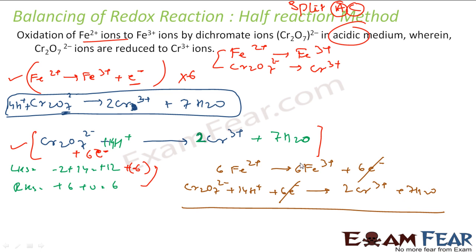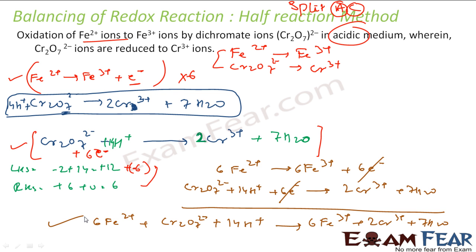And if you add these, you'll get the final reaction, and the final reaction will be 6 Fe2+ plus Cr2O7 2- plus 14H+, this gives you 6 Fe3+ plus 2 Cr3+ plus 7H2O. This is my balanced reaction.